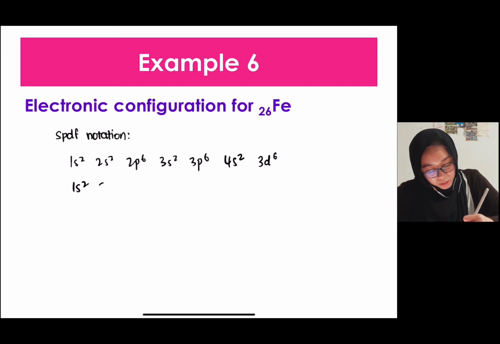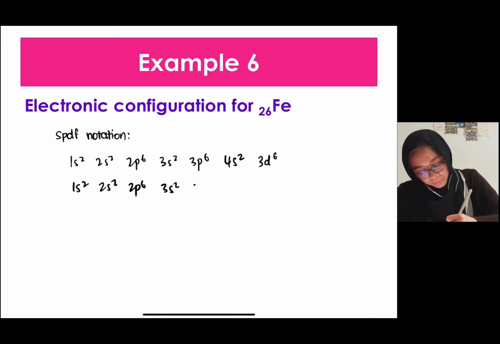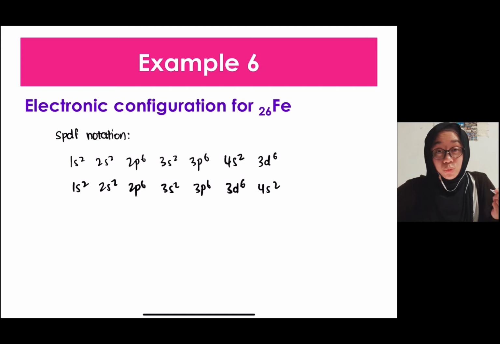So the answer is supposed to be 1s2, 2s2, 2p6, 3d6, 4s2. Okay, so 4s2 is the one yang paling luar, yang paling tinggi energi dah sekarang ni. Okay, and then now kita just tukarkan dia jadi orbital diagram lah.